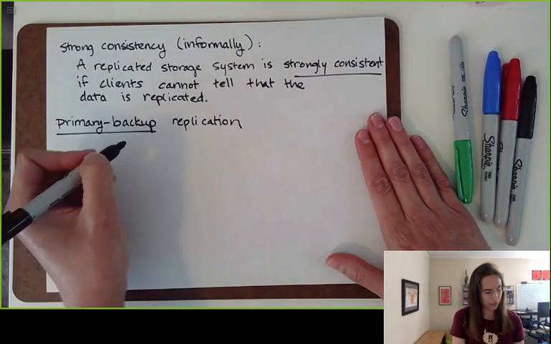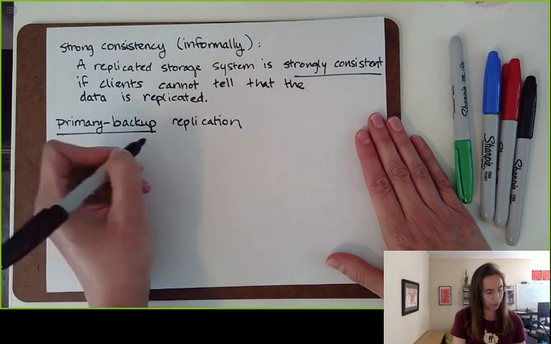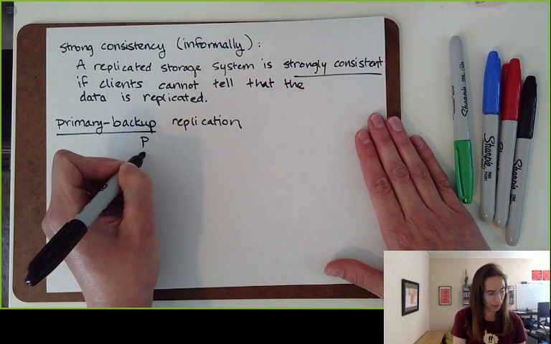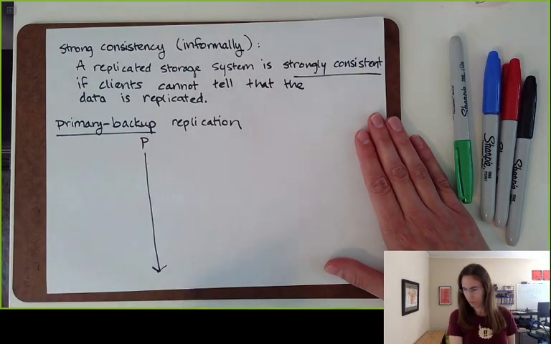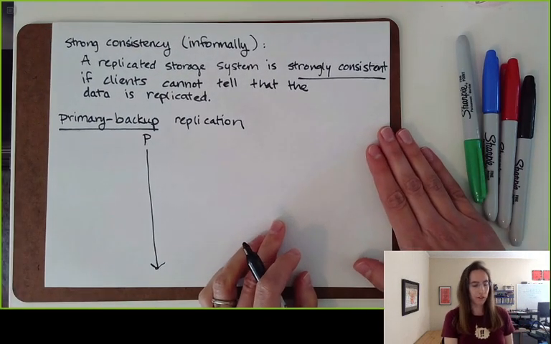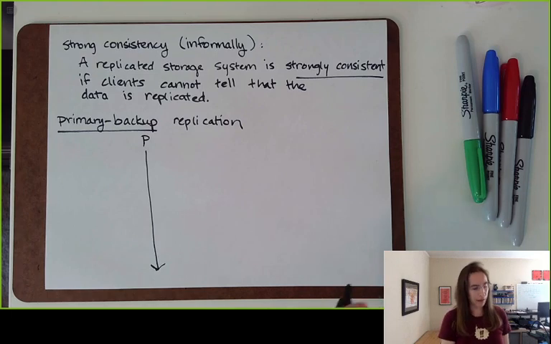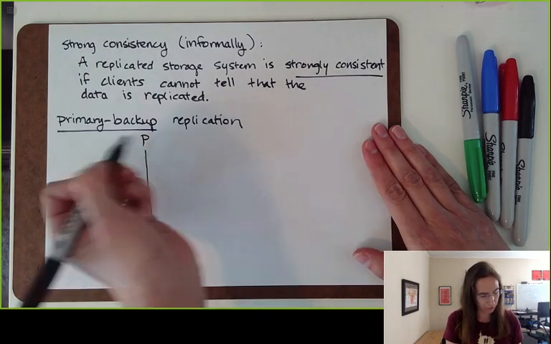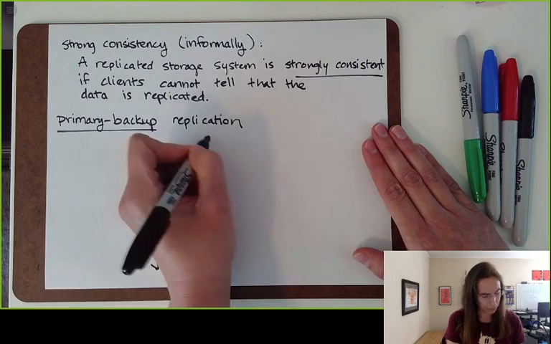You pick a particular replica, a particular process, and I'm going to call it P, to be the primary. So P stands for primary here. And then all of the other replicas are considered backups. So let's say that we have one primary, and let's say that we have three backups.